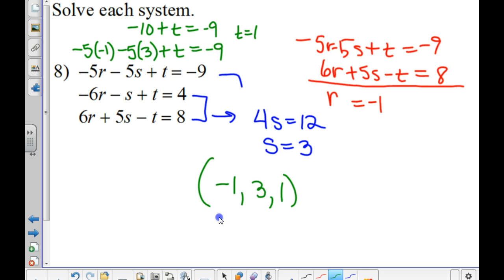We will eventually do a tiny bit of three-dimensional graphing. This actually would represent three-dimensional graphing, okay? And this is the point where these three would intersect. When we graph, all we're gonna do is graph this point. We're not gonna try to graph these three. All right.